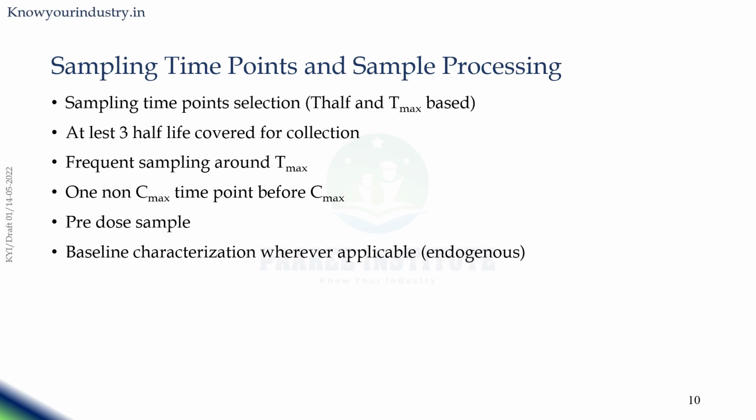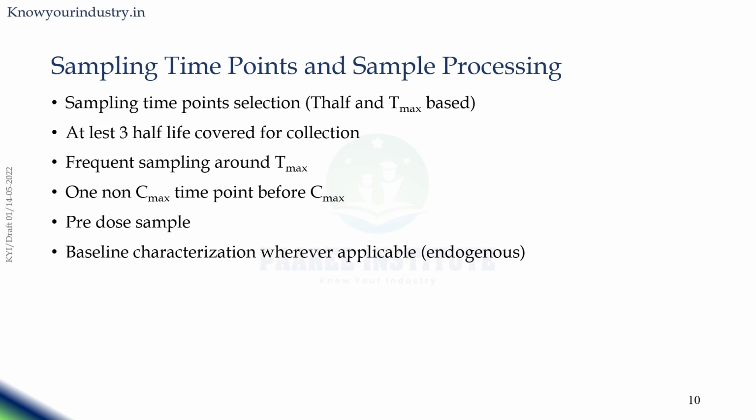For example, with 45 minutes, you would have a sampling point every 10 or 15 minutes in and around Tmax. So for a 45 minute Tmax, you will have 10 minutes, 20 minutes, 30 minutes, 40 minutes, 50 minutes, 60 minutes, then every 15 minutes further, 1.25 hours, then 1.5 hours, like that. You will have around 7 to 8 time points before and after Tmax, which will give you a proper characterization of the absorption phase. This is how the sampling time points around the Tmax are designed.